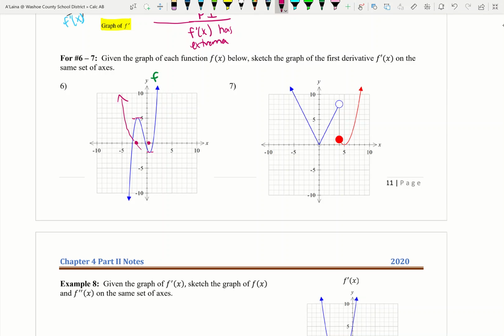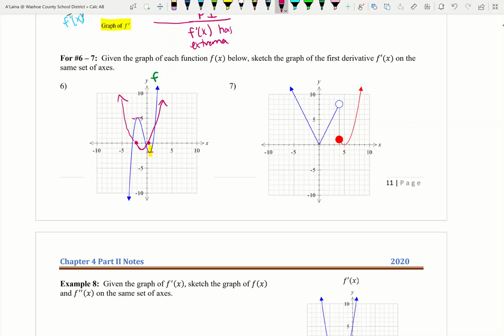Now, right here at the minimum, my slope of f is changing from going downhill. I have a negative slope. f is going downhill. The slope of f is negative and then changes to a positive slope. So this means that f prime is changing from negative, where I'm going downhill on f, to positive for f prime when f is going uphill. So I need to be able to change at this 0 on the derivative graph from a negative to a positive. So my graph looks something like that.